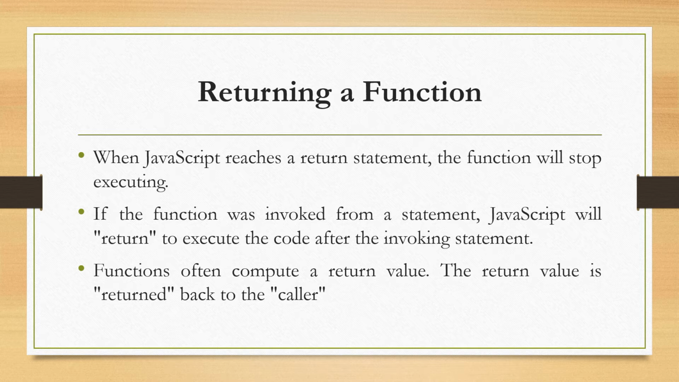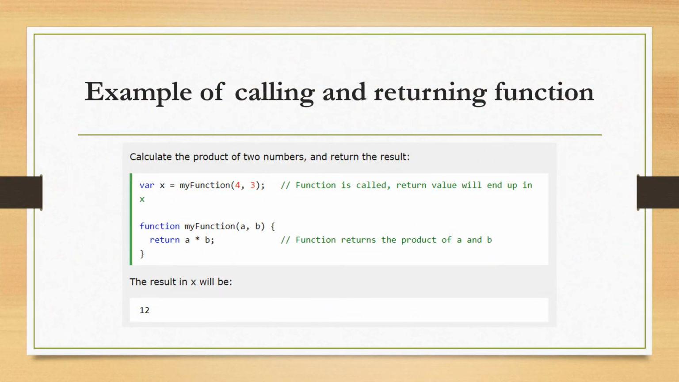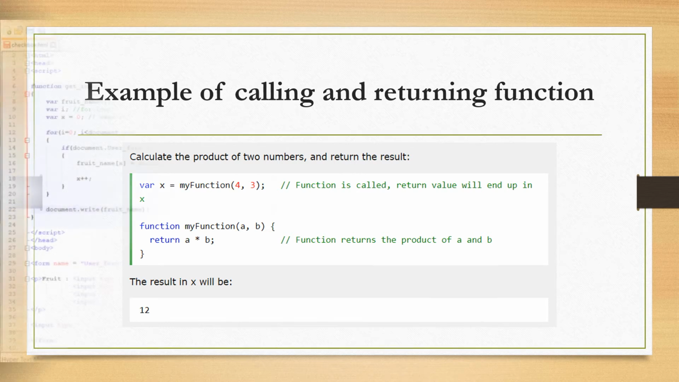Functions often compute a return value. The return value is returned back to the caller. This is the example of calling and returning a function: calculate the product of two numbers and return the result.